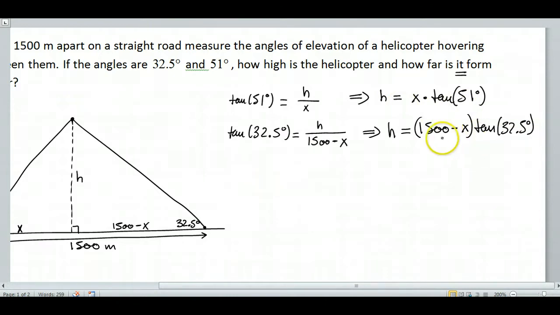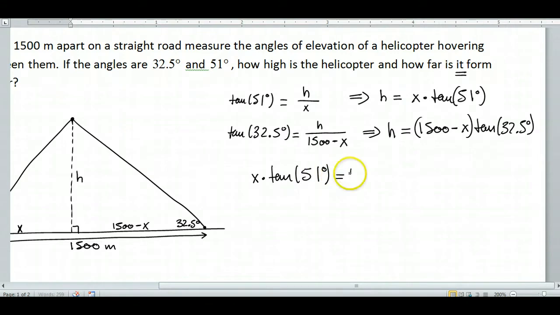So let's equate these two quantities. I'm going to expand this side because I have to solve for x. I'm going to get one equation with one variable, and because I want to solve for x, I'm going to have to move the x terms to the same side. But to grab this one, I'm going to have to expand. So here we go. X times tan of 51 equals 1500 times tan of 32.5 minus x times tan of 32.5.